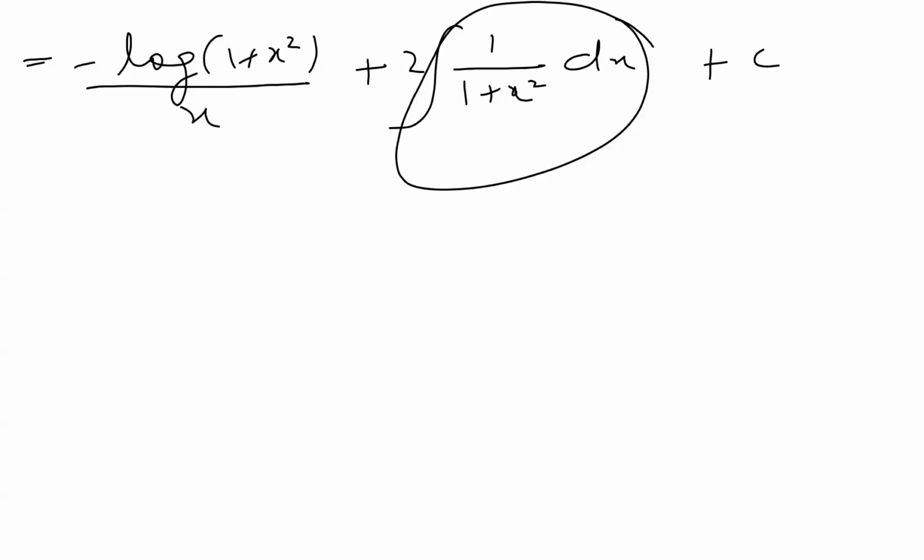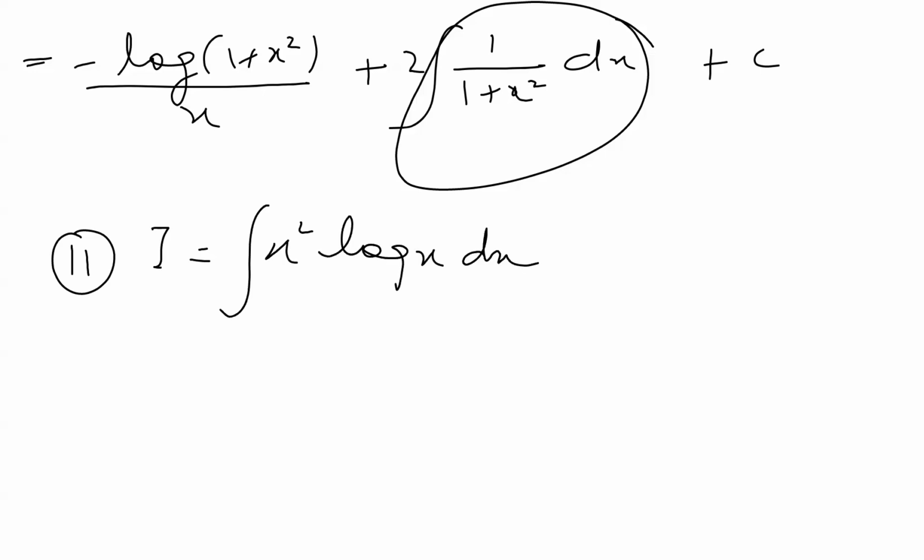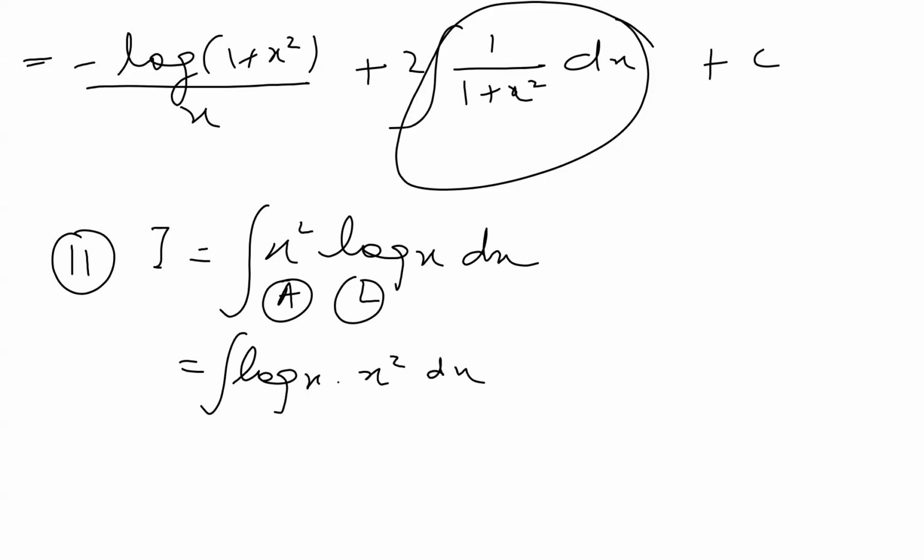Okay. Question number 11. Integration of x square log x dx. Okay, so this is log and this is algebraic. The order is not correct. First log term should be there and then algebraic as per the LIATE rule. First log and then algebraic. So rearrange this, then this will become u and v. Okay. Now you can solve this on your own. It is very simple. You don't require any assistance over here.